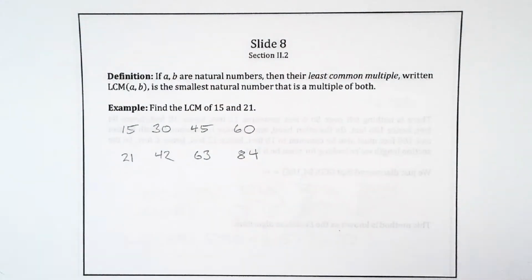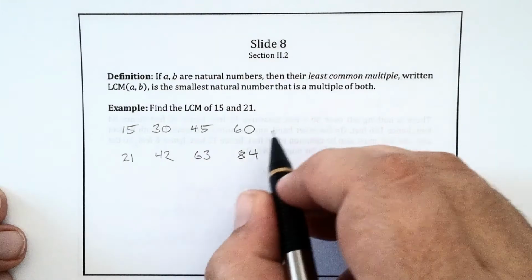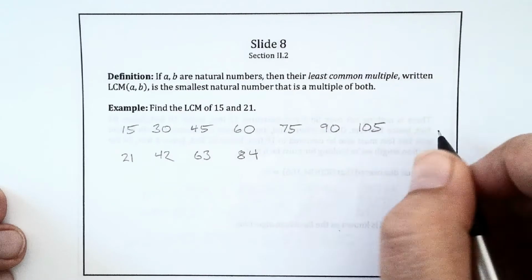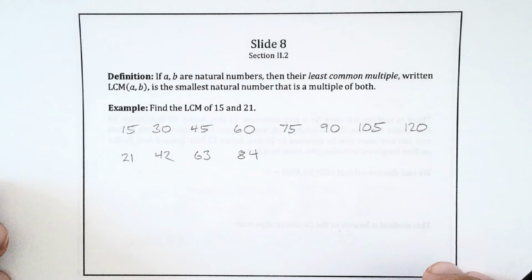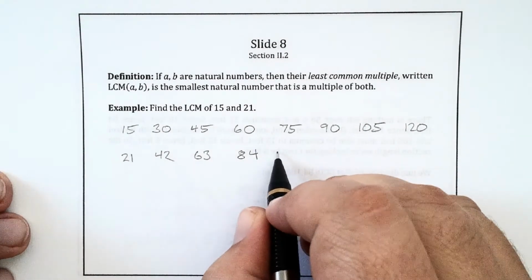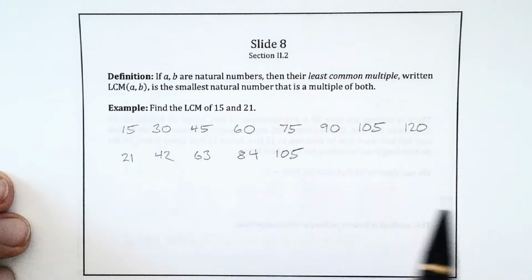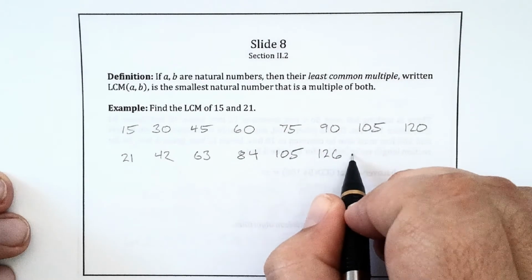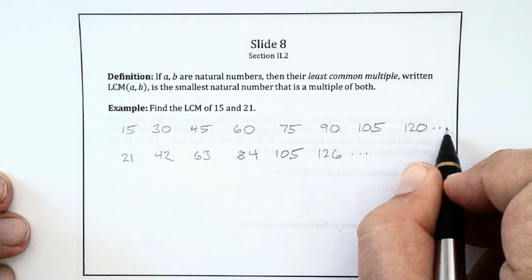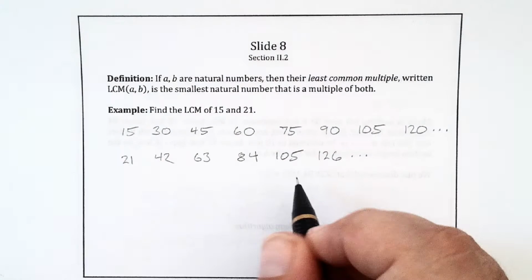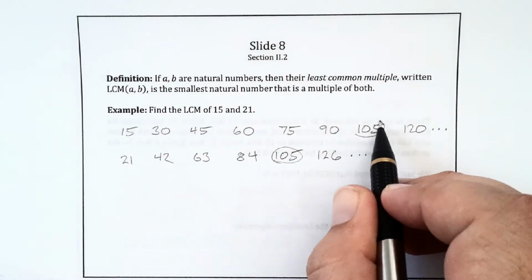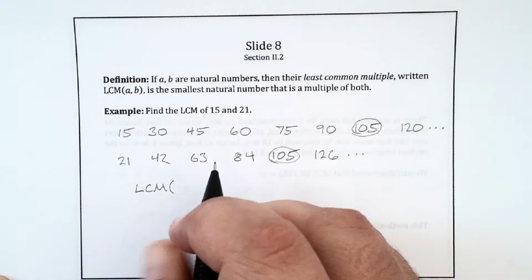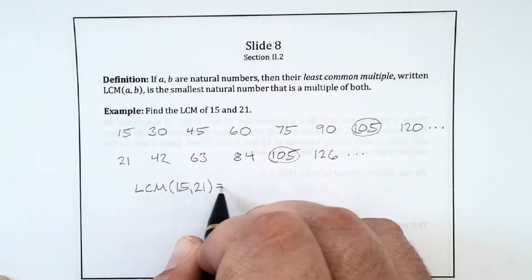So let's go back to 15. Let's see, next there's 75, 90, 105, 120. Let's switch back to 21. Okay, well the next one's 105, so we're done there. I'll do one more just for dramatic effect. So it'll be 126, and so on and so forth. So those two lists keep going, but we just care to take it to the first common element, which is 105 here. So the LCM of 15 and 21 is 105.